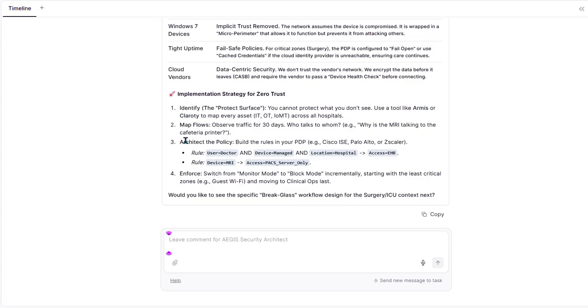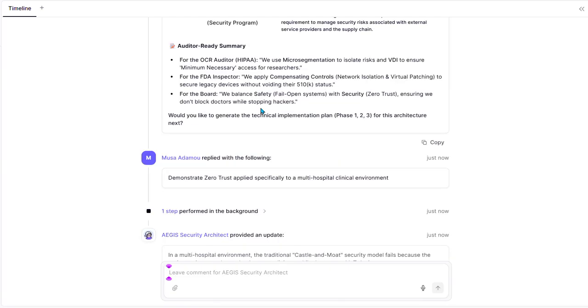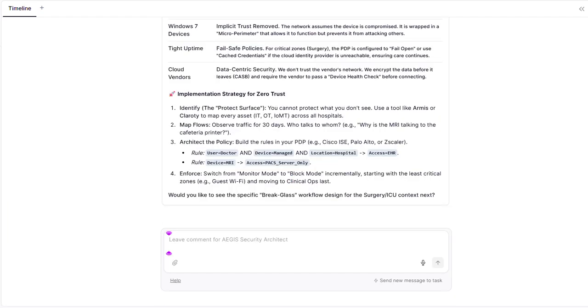Implementation strategy for zero trust. This is the implementation strategy for zero trust, which the first one is identify the protect surface, the next one is map the flow, the third is architect the policy, and then the fourth is enforce. Now, let's go to the next question. And I hope this one really exposed to you guys how zero trust could be applied specifically to a multi-hospital clinical environment. Let's move to the next.